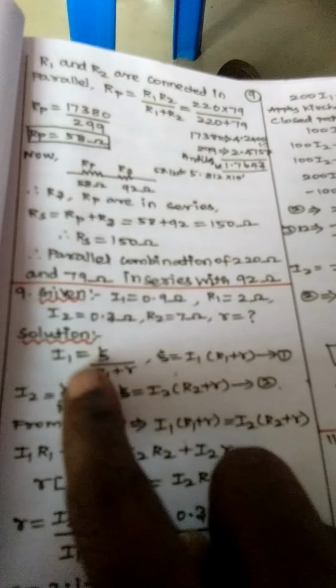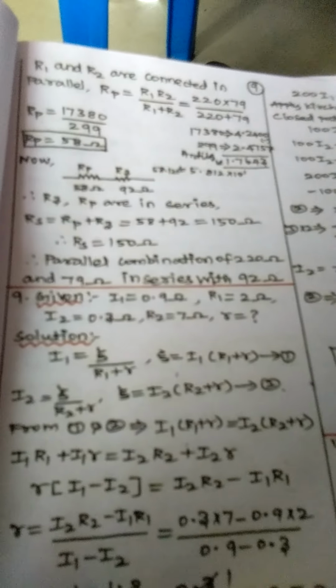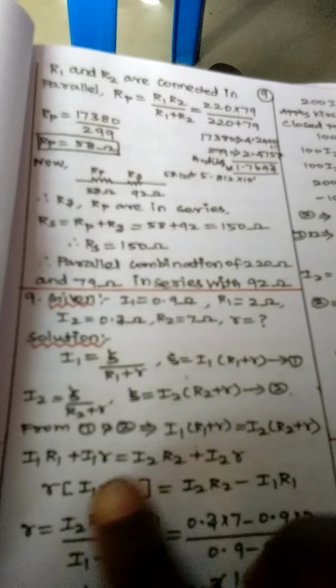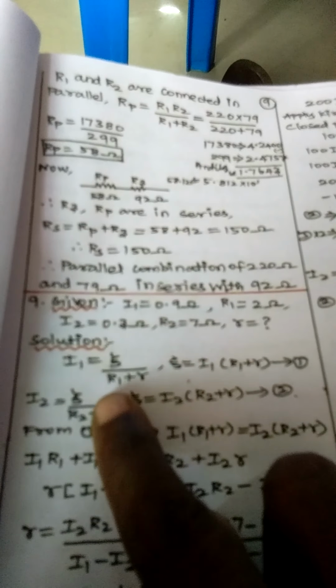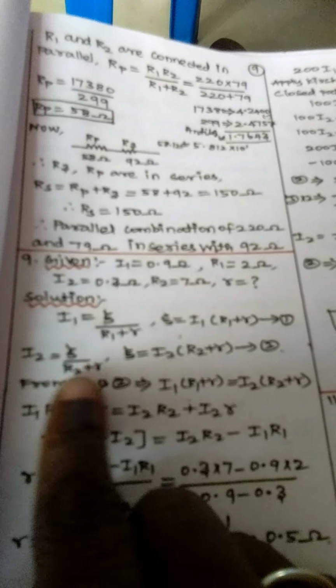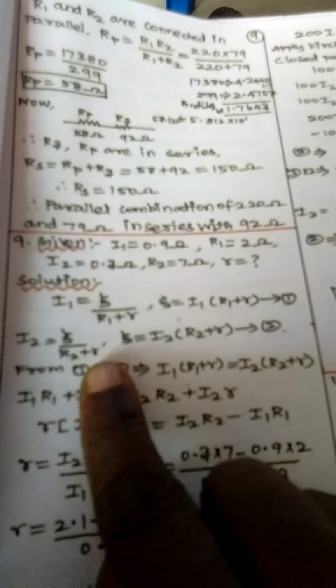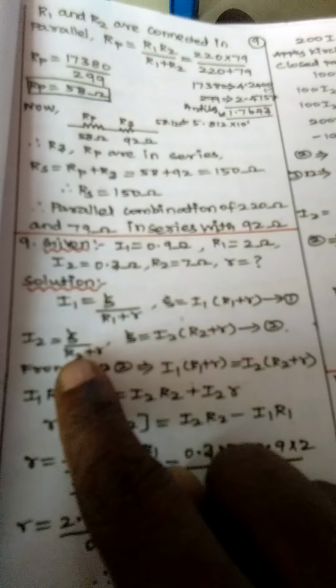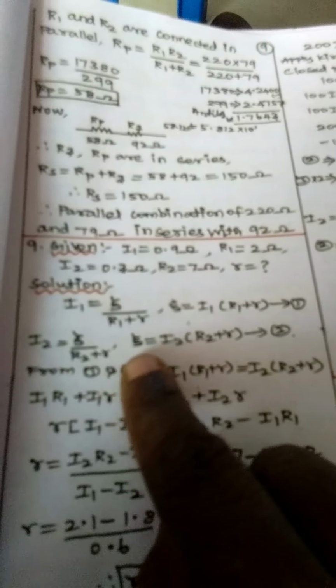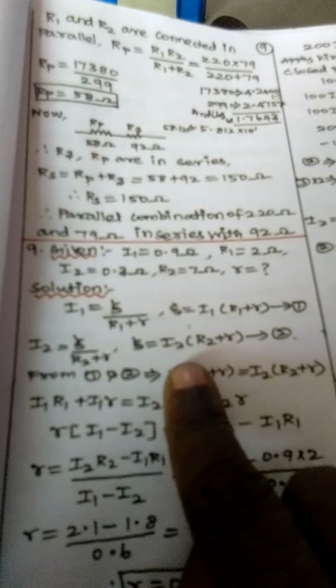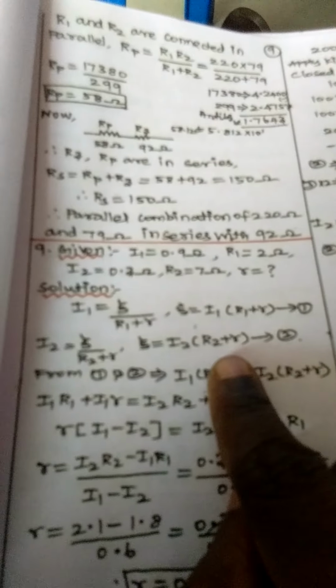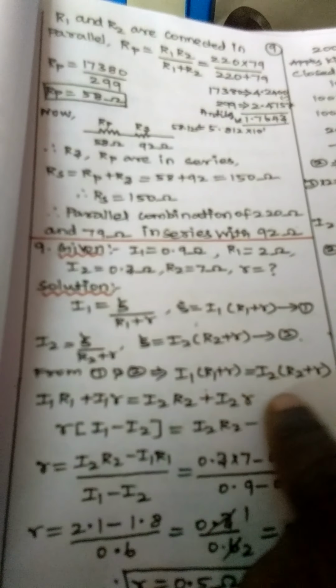So first we rearrange the equations. I1 equal to epsilon by R1 plus small r. Okay, that you have to rearrange and write: epsilon equal to I1 into R1 plus small r. Okay, that is the first equation. Second, I2 equal to epsilon by R2 plus small r. Going to that side means multiplication comes, so epsilon equal to I2 into R2 plus small r. Okay, both the equations you have to solve.